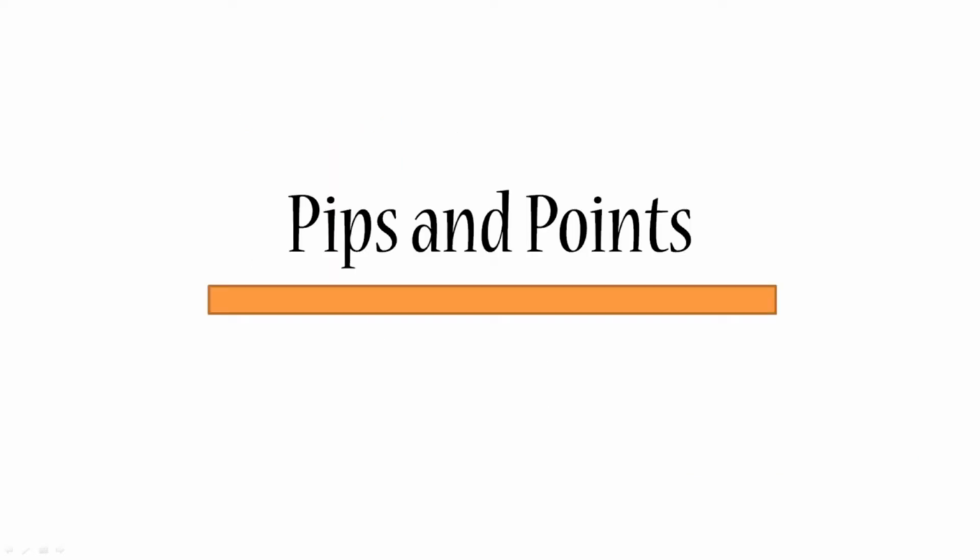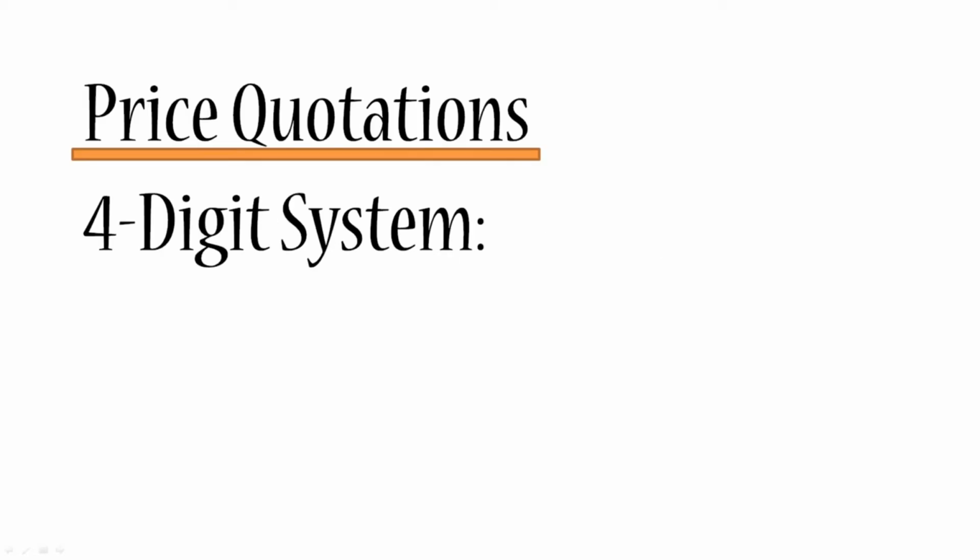Pips and points. So this is going to be quite an important tutorial because a lot of people get these things confused, and I'd really like to help you get started in the Forex market, knowing these things right away, so there's no question about it. So let's look at the 4-digit system to start with. In the 4-digit system, any currency pair has 4 digits after the decimal point.